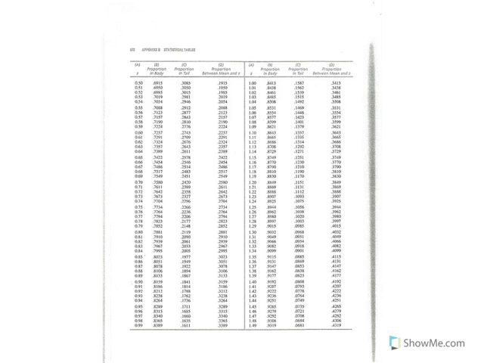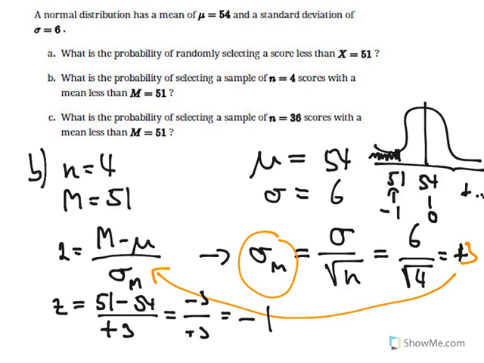For here, we're just looking for the proportion. We had the z-score of 1. We're looking for the proportion in the tail again, so that is 0.1587. So we know that this area right here is 0.1587. So the probability of selecting a sample of n equals 4 scores with a mean less than 51 is 0.1587, and that's the answer for B.